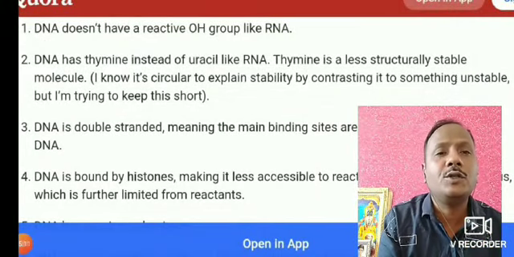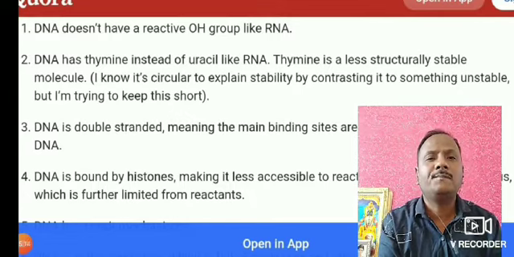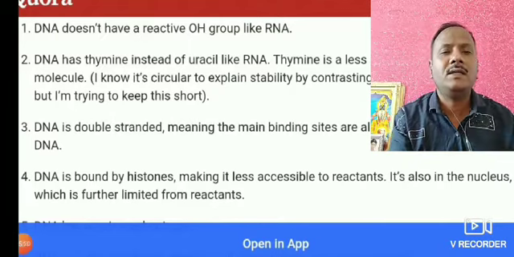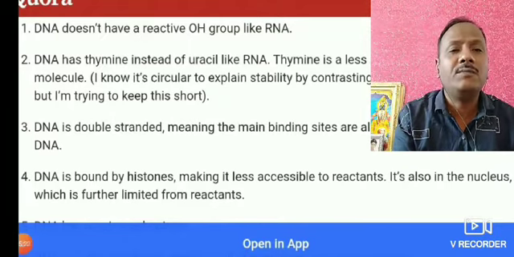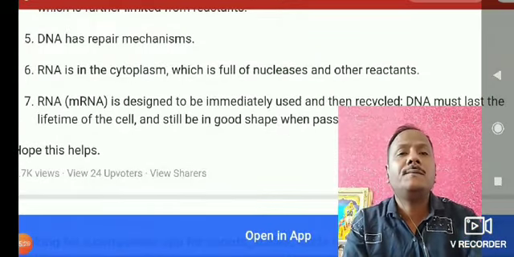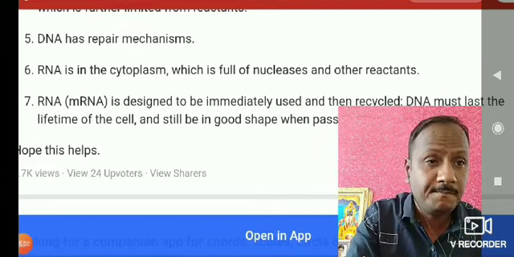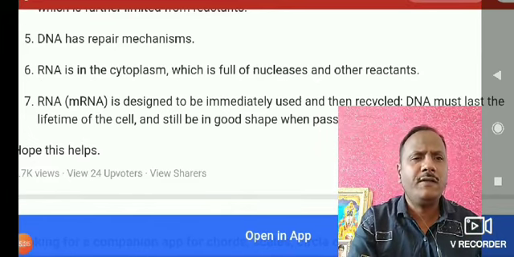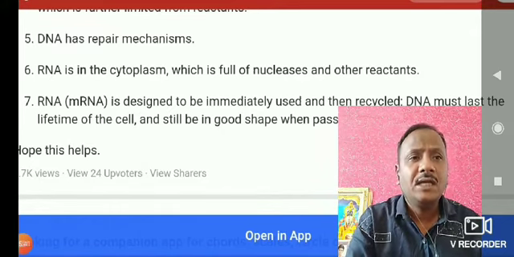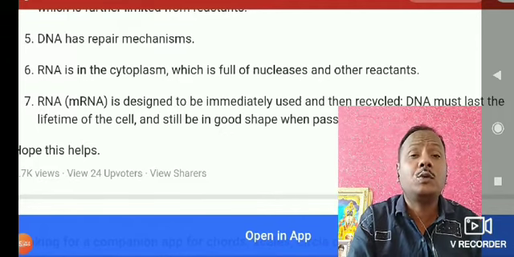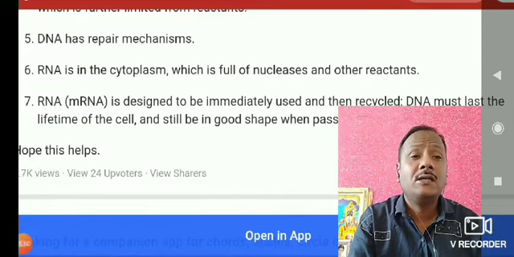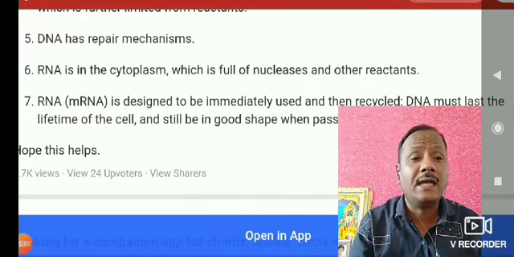DNA doesn't have a reactive OH group like RNA, that's why it is stable. DNA is double stranded, meaning main binding sites are already bound by another DNA strand. DNA is bound by histones, making it less accessible to reactants, and that's why DNA is more stable. DNA has a repair mechanism. Repair means whatever the effect of any environmental factors on DNA, if the DNA gets damaged, DNA itself has the ability to repair, and after the repair process, DNA becomes original just like in the past.